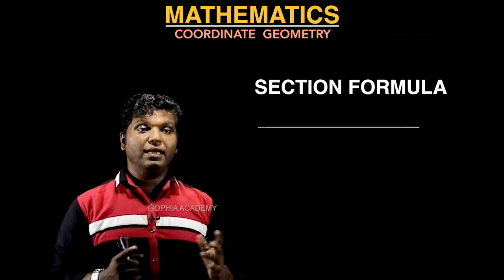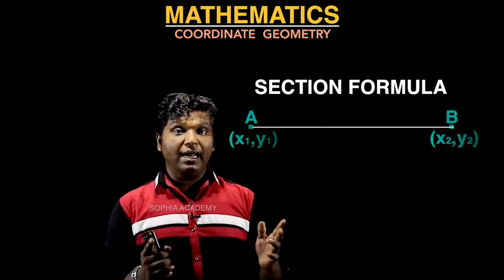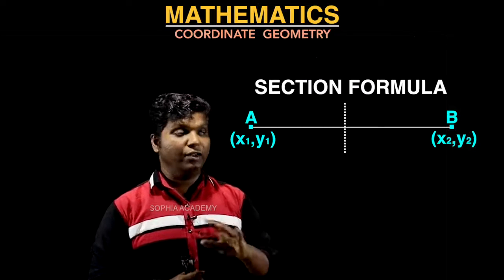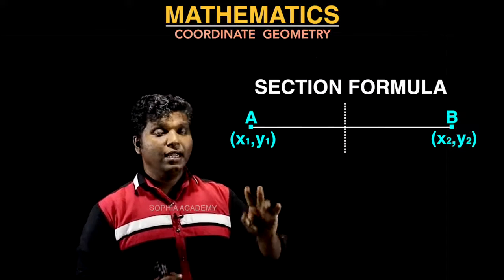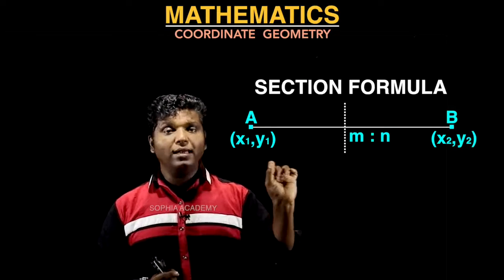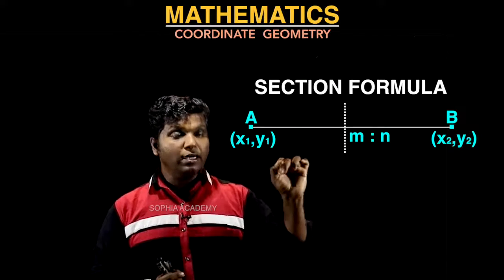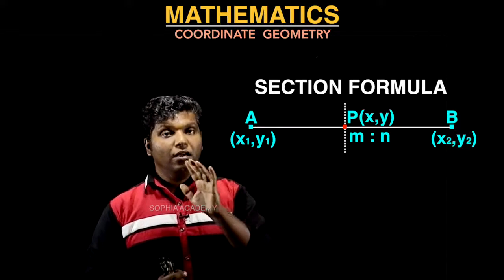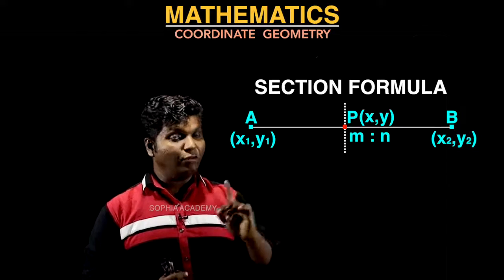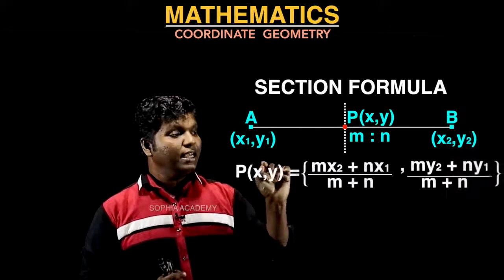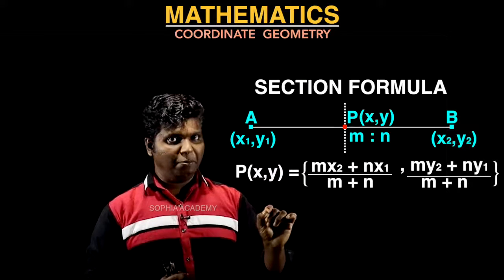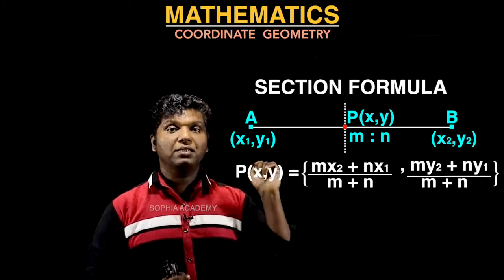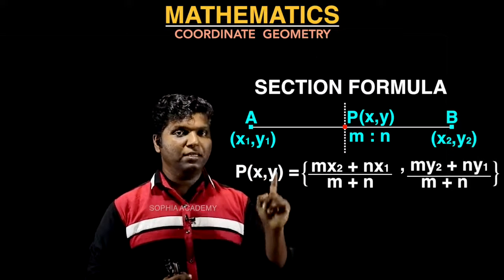If you take a line segment AB which is divided internally in the ratio m is to n, the coordinates of the point of division, say P, can be found using a formula, which we call the section formula. It is (mx2 plus nx1) divided by (m plus n), comma. For finding the y-coordinate, (my2 plus ny1) divided by (m plus n).